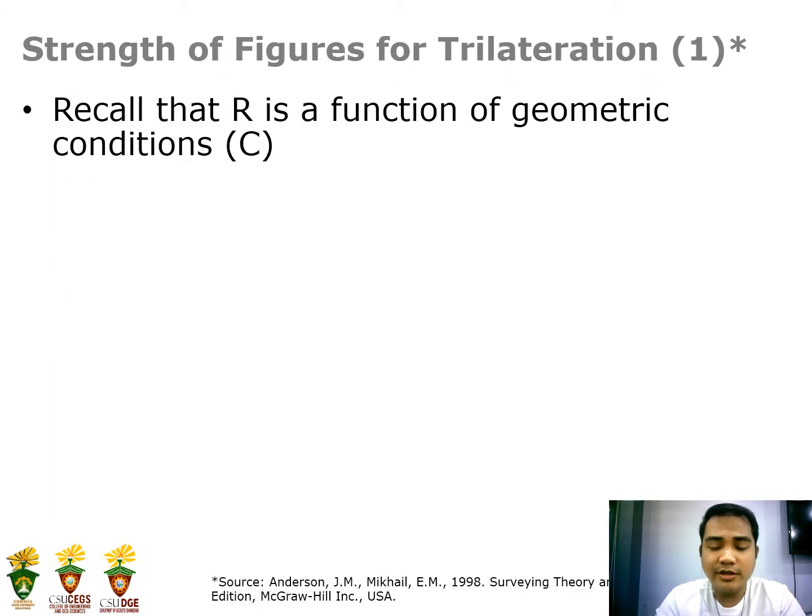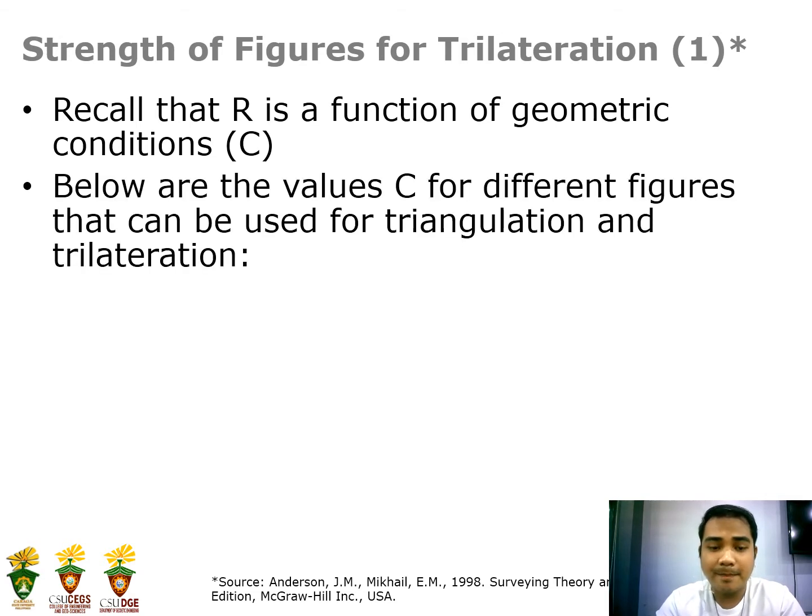For the strength of figure for trilateration, let us recall that R is a function of geometric conditions. So the strength of figure depends on the geometric conditions. Below are the values of C, or the geometric conditions, for the different figures that can be used for triangulation and trilateration. Again, the process of getting the strength of figure for trilateration and triangulation is the same. So below are the values of C for different figures.